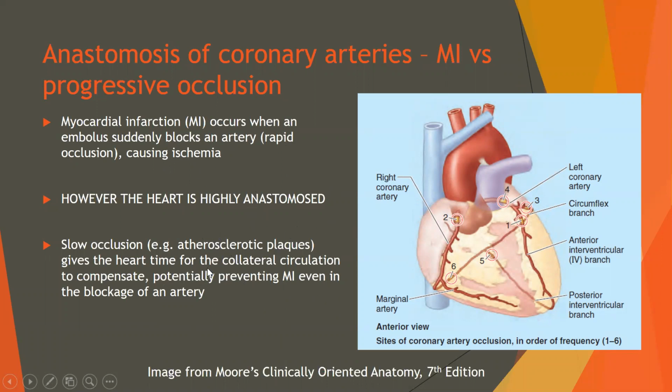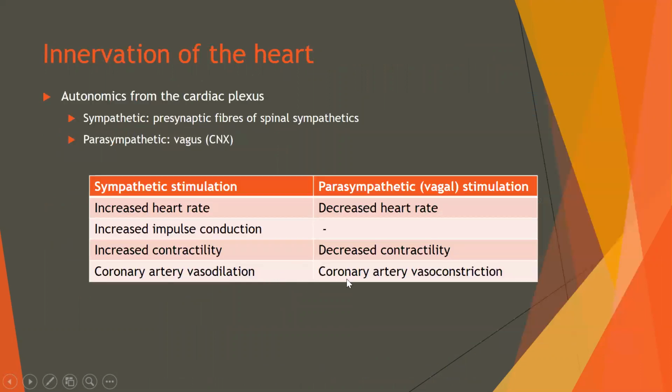If it happens very slowly, like with atherosclerosis, then over time your heart will basically accommodate for that and anastomose, and you won't necessarily get an ischemic event, although you may have an entirely blocked artery. So these are just some common places that stuff gets blocked. That's the main thing for that.